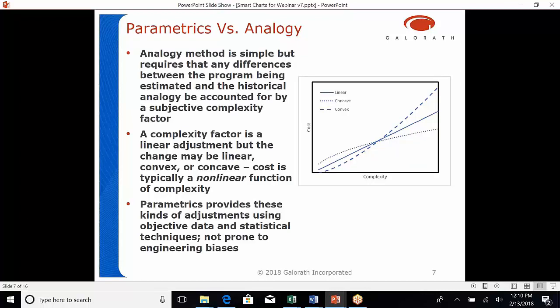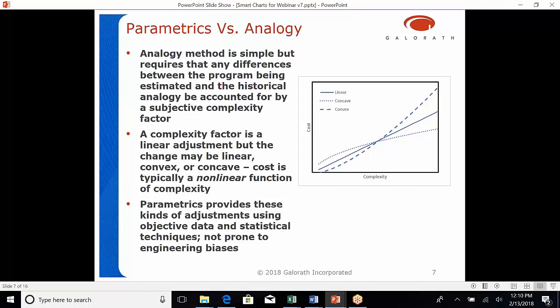Any differences have to be adjusted using a complexity factor, and that's very subjective. Also, the complexity factor is a linear adjustment, but changes in cost relative to complexity can be linear, convex, or concave. In my experience, I've found that cost is typically a nonlinear function of the complexity. If you look at the chart on the right, the graph there, you can see 3 different types of changes or 3 different types of lines.